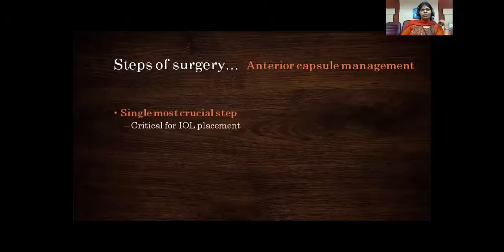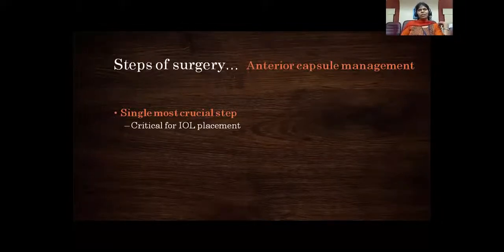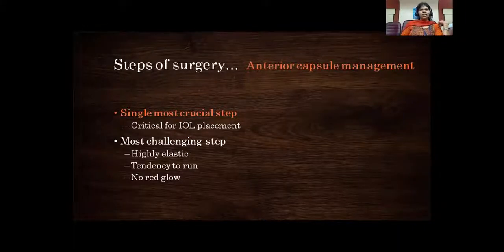So the second most important step is the anterior capsule management. And I would say for a resident or somebody who's learning pediatric cataract surgery, this is the single most crucial step because this determines where you can actually place the IOL. It is the most challenging step in a pediatric cataract surgery, even more challenging than posterior capsule management. It's because the anterior capsule in a child is very highly elastic. It has a tendency to run and there is no peripheral red glow.